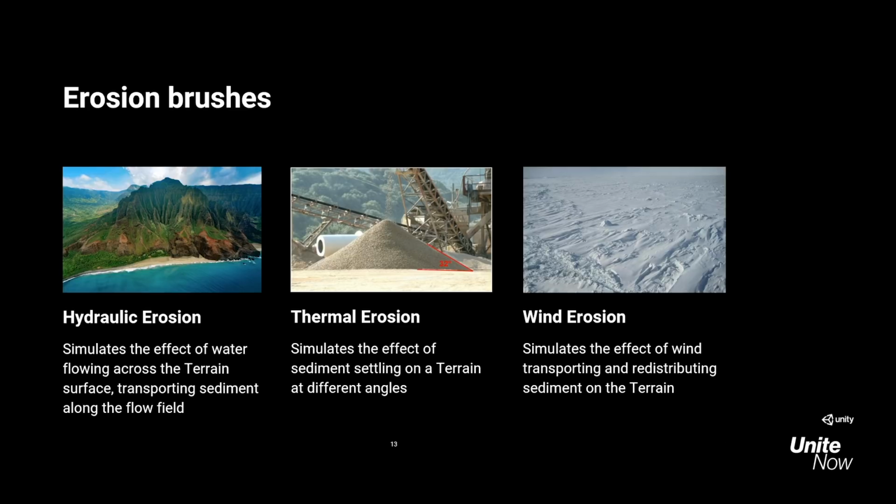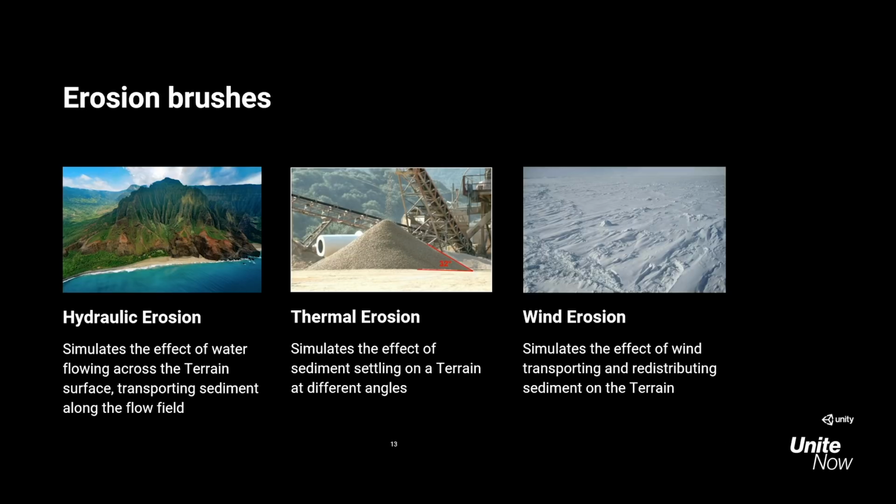One big set of additions is the erosion simulation brushes. There is hydraulic erosion, thermal erosion, and wind erosion brushes for creating corresponding erosion simulation effects on terrains, which is very cool. Hydraulic erosion simulates the effect of water flowing across the terrain surface and the transport of sediment along the water flow field. Thermal erosion simulates the effect of sediment settling on terrain at different angles. And finally, wind erosion simulates the effect of wind transporting and redistributing sediment on the terrain. So all those effects can now be applied to your terrain using terrain tools.